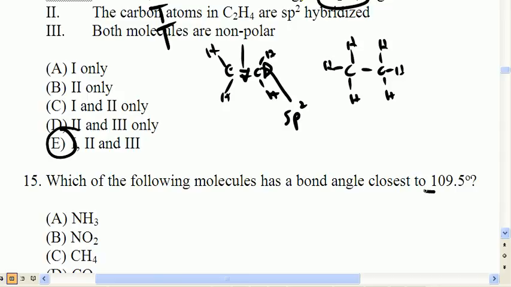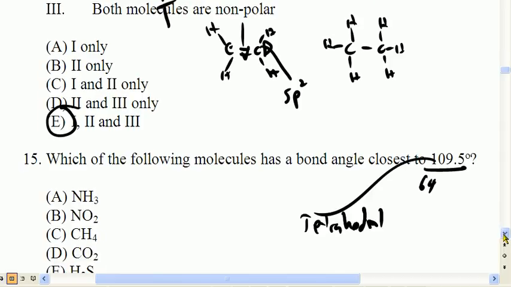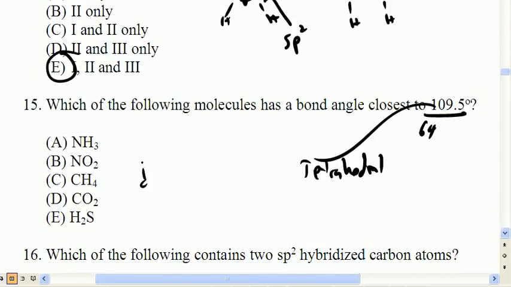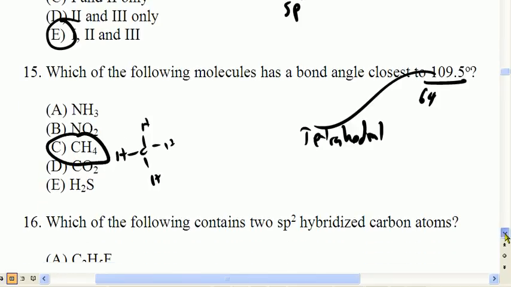Which of the following gives you 109.5? So you look on page 64. 109.5 is tetrahedral. So we're looking for the one that's tetrahedral. And the only one in here that's tetrahedral after you do out all of these is CH4. So there's your answer to that one.